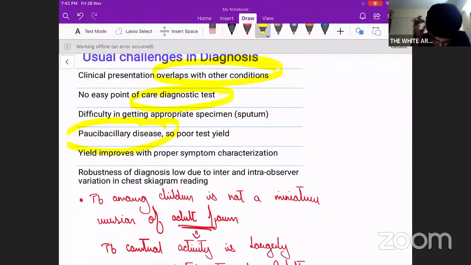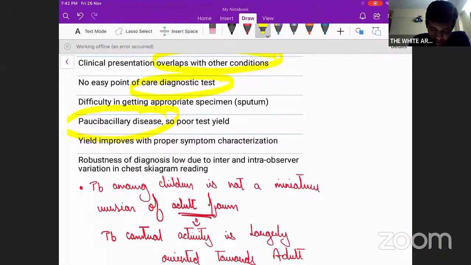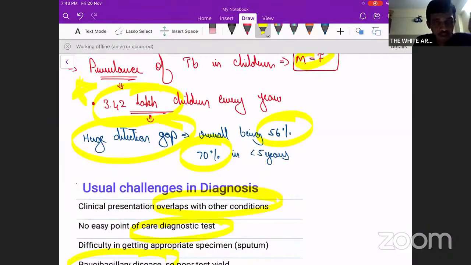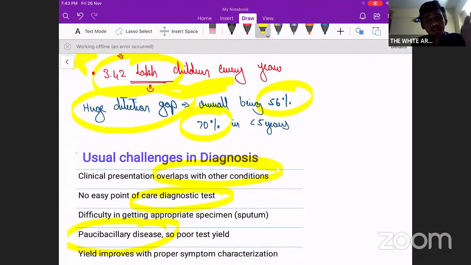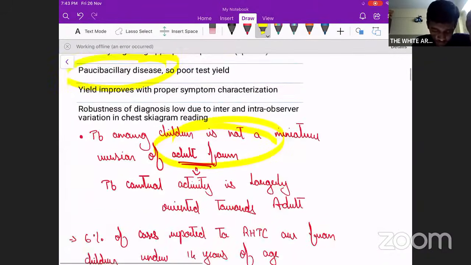And one more problem we have is that our whole national program is mainly concentrating on adults. The population our national program concentrates on is the other half of the population, correct? So the pediatric population might not get all the importance that the adult population is getting. That is why, though we are getting 3.42 lakh children every year, there is a huge detection gap. If there are 100 cases, the actual cases will be around 200. So we are missing out on another 100 cases.